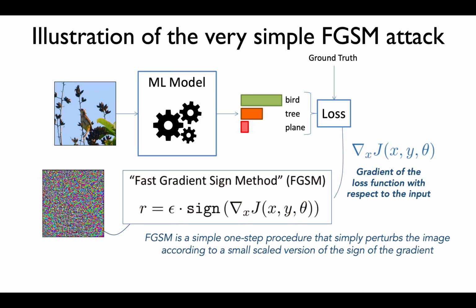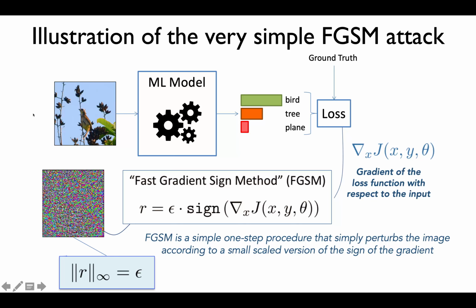So the input is shown on the left hand side, the top left hand side, and on the bottom left hand side we see the addition that is made. So this is magnified just to be something that we can see on the screen. We see that this is very simple noise. When this is added to the image, it is classified incorrectly by the machine learning model.